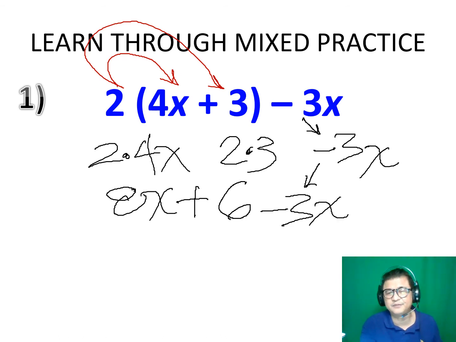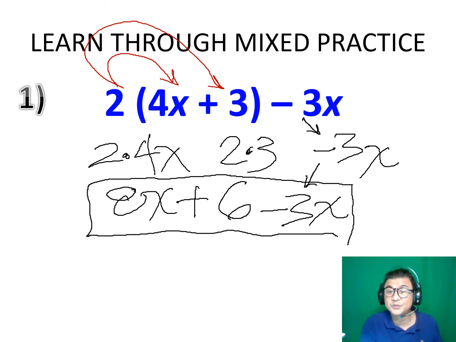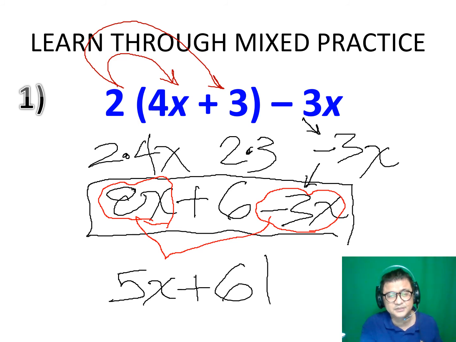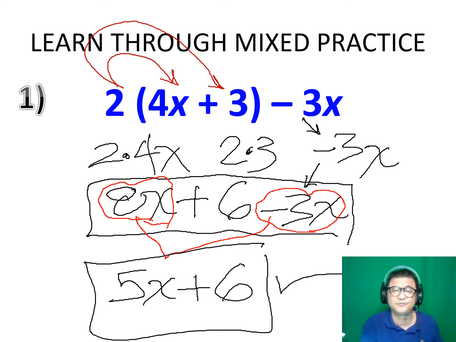Do you think I'll stop? Is that the simplified version? Some kids will stop here. But no, check again. Guess what? 8x and negative 3x are like terms. See that? Yeah, they have the same x's. So these two are like the Timberlands, you can combine them. 8 minus 3 is a what? It's a 5. Of course, the x is still there, but the positive 6, it's alone, so it stays as plus 6. So that is your simplified form.